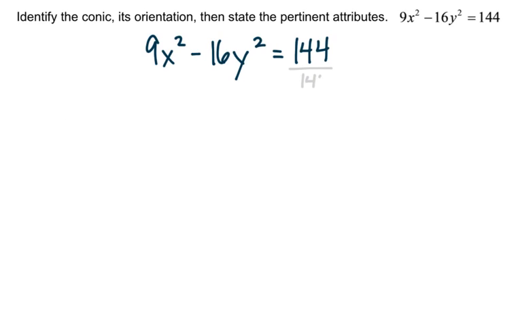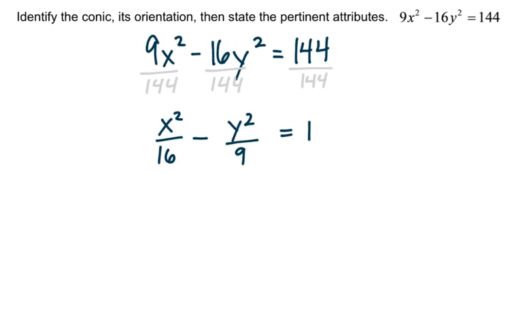So I'm going to divide all of these terms by 144, and because this is a positive number I'm dividing by, I know my sign values won't change. But again, if it was somehow negative, that could change these two signs, and then it could be a vertical. So 9 over 144 is 1/16. So I have x squared over 16, and 16 over 144 is 1/9. So I've got y squared over 9 equals 1.